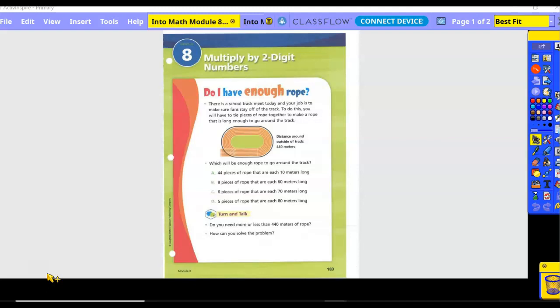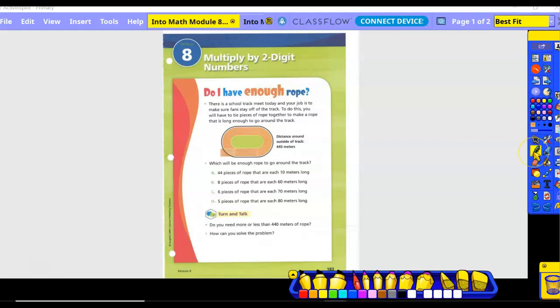Okay, so let's see how much is in each one of those for A, B, C, and D, and see if they would work. So for A, I would take what? 44 times 10, which equals 440, right? Because when we take something times 10, we just add a 0.